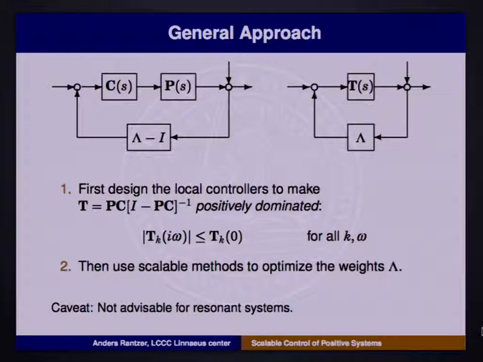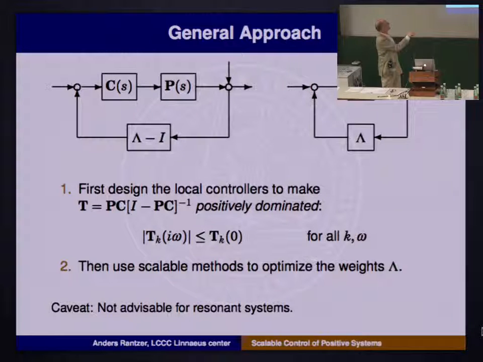What I do now is to first design C so that this closed loop transfer function is what I call positively dominated, which means that the value at the zero frequency should be bigger than the value at all other frequencies. That can be done separately for each of the vehicles. So this is a scalar inequality. Once I have done that, I can optimize the choice of those weights using scalable methods. Now the only thing that matters is the behavior at zero frequency, and I can use lambda to optimize the input-output gain at zero frequency, and all the other frequencies will, because of this condition, behave well. The gain will not be bigger at any other frequency.